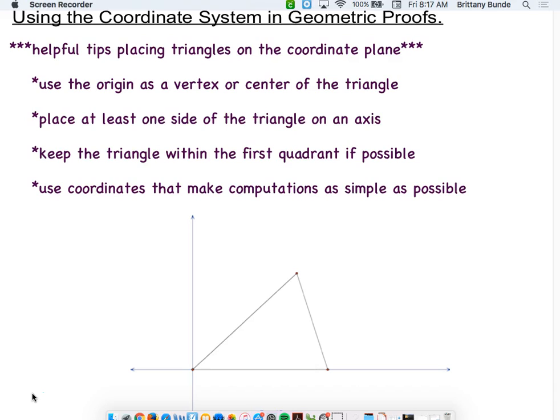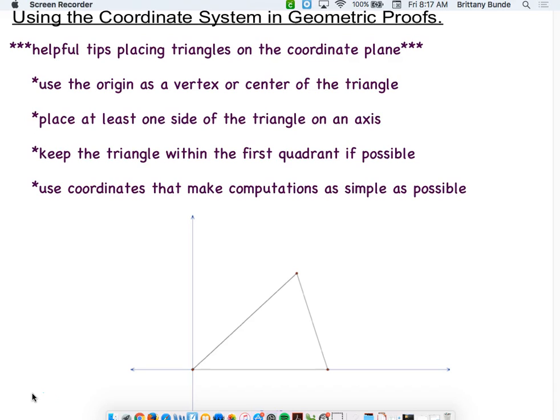So let's first talk about some helpful tips when you put a random triangle on the coordinate plane. Do you see how we have a random triangle? Your first tip is to either have a vertex or the center at the origin. What's the origin? 0, 0, right?